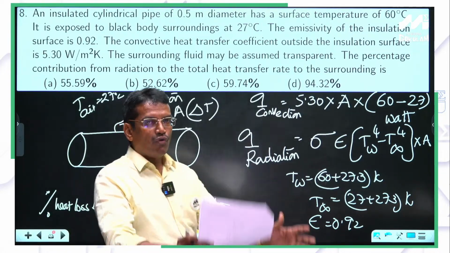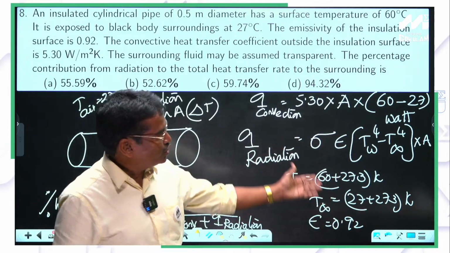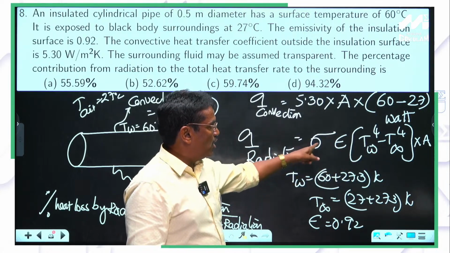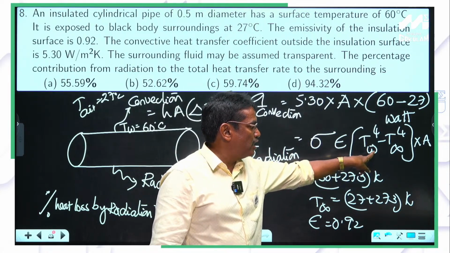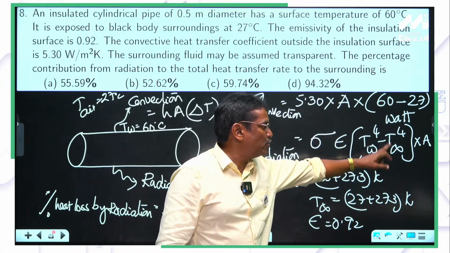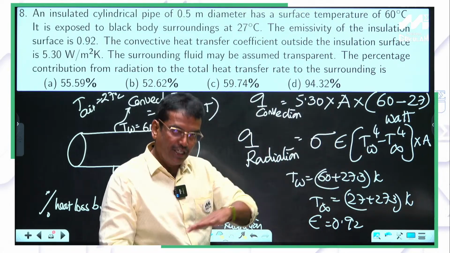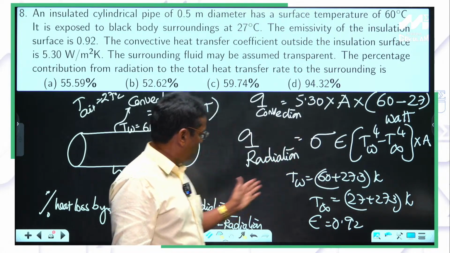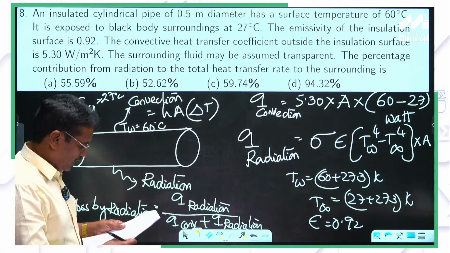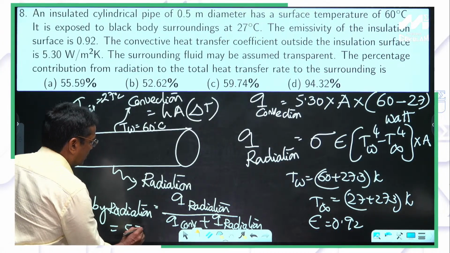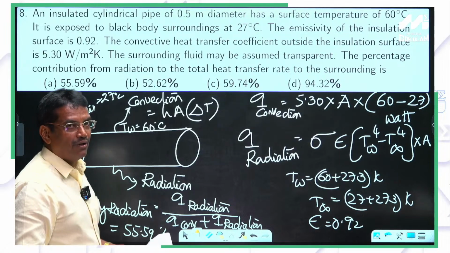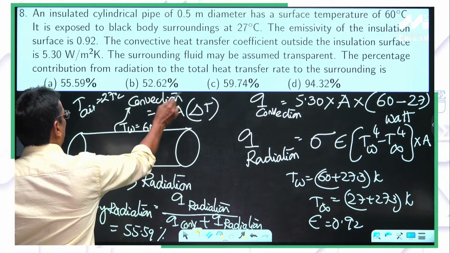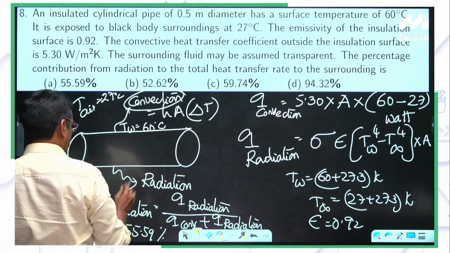Please note that whenever a finite sized body is kept in a large enclosure, this is the formula for calculating the radiation heat transfer rate: sigma epsilon, temperature of the body to the power of 4 minus temperature of the ambient to the power of 4, into area, the surface area of the body. But A gets cancelled here, we don't have to consider that area because area is in the numerator and here also. You will get the answer as 55.59%. This is the percentage heat loss by radiation out of the total, because there is simultaneous heat loss by convection as well as radiation.